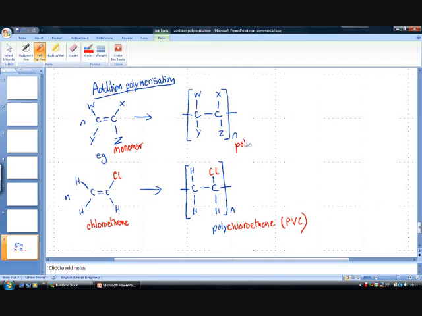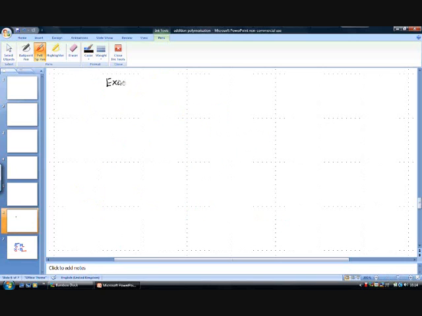That's the monomer unit you start with, and you end up with a polymer, which is just a load of those monomers linked together. The double bond springs open. Now let's have a look at an exam style question, because typically they'll give you a structural formula and ask you to try and work out what it's going to polymerize to.